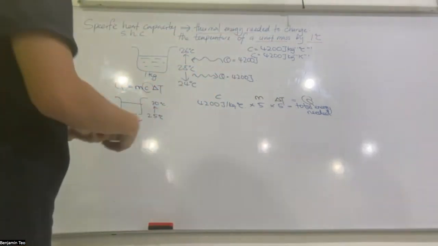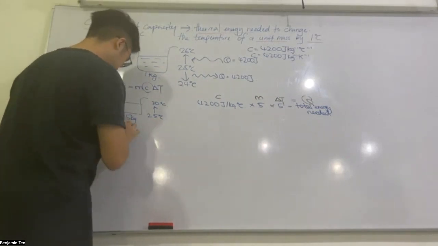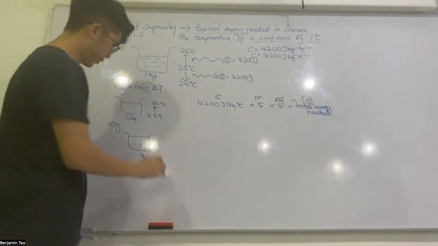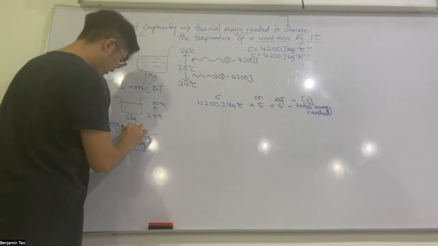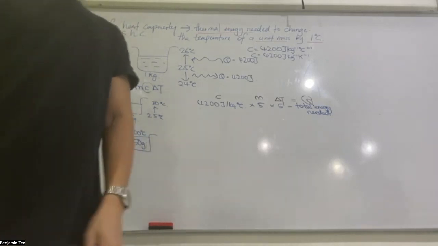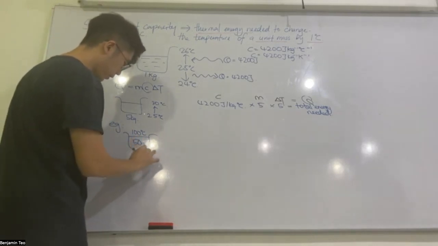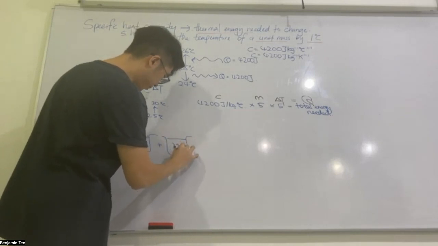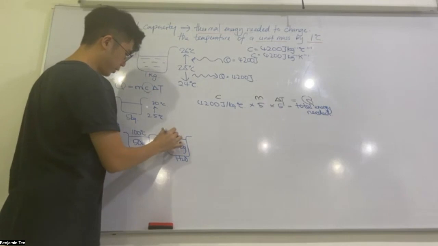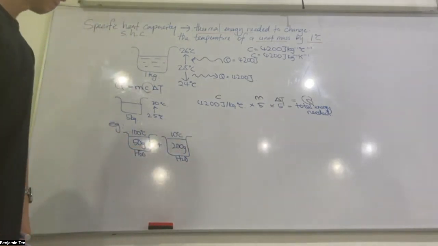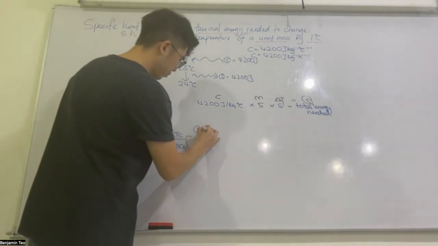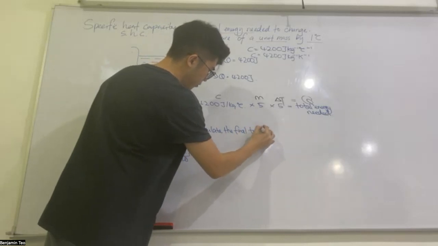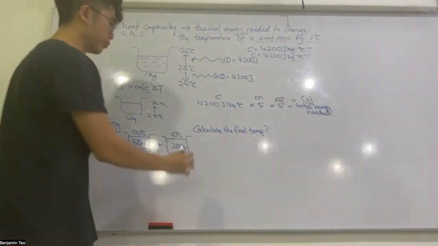Okay, now an example of calculations. Let's say I take 2 waters. One is 50 grams of H2O at 100 degrees Celsius. I'm going to mix it with 200 grams of the same H2O, but at 10 degrees Celsius. Can you calculate the final temperature when they reach thermal equilibrium?